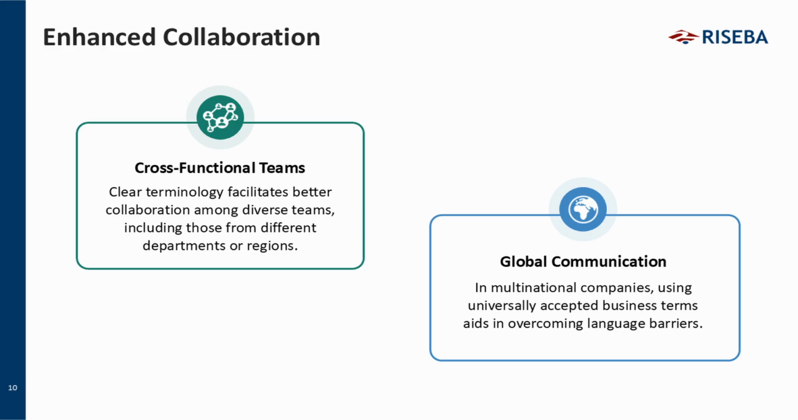Then we pass over to enhanced collaboration. When we talk about cross-functional teams, then clear terminology facilitates better collaboration among diverse teams, including those from different departments or regions. So when it comes to enhanced collaboration, we do talk about global communication too. In multinational companies, using universally accepted business terms aids in overcoming language barriers.